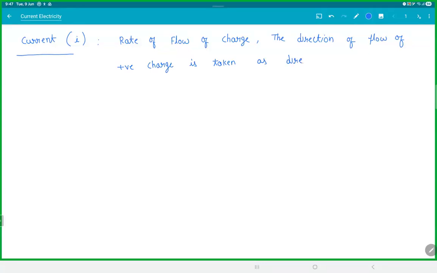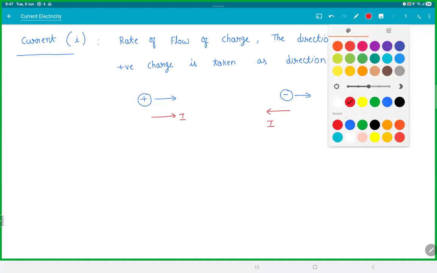So initially people defined current like this, and then they realized, boss, actually electrons are the ones which move. So they should have actually named the electron as a positive charge, but it's already done, so can't do anything. If a positive charge goes this way, then we say current I is flowing this way. If a negative charge goes this way, then we say current is flowing opposite to the negative charge. So be careful with that convention. The flow of positive charge is taken as current.